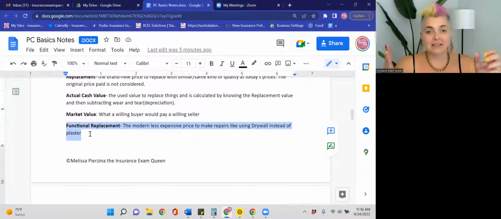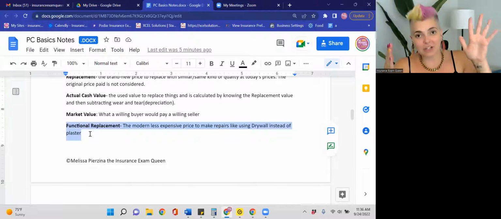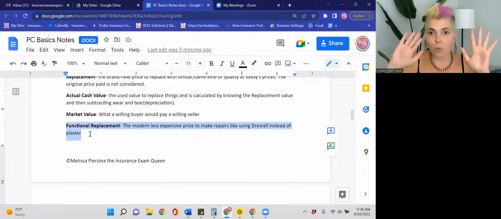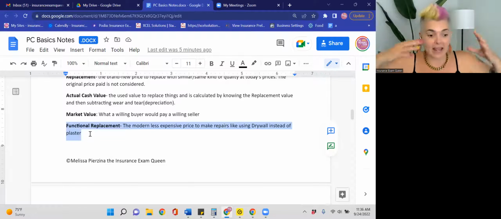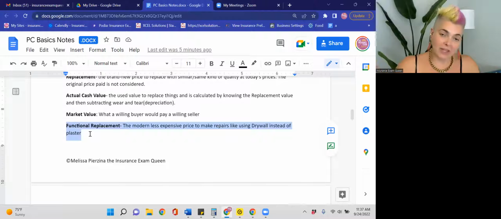Functional replacement says, if you have a house with plaster and it burns, we're going to use drywall to rebuild it. We're not going to use plaster. It's cheap, or it's more expensive and it's outdated. We don't use it anymore. So you may have a house, an HO8, that has plaster, and if the kitchen burns down, when they come in to rebuild it, they will not use plaster. They will use drywall, which is the modern, less expensive material. Okay. So functional replacement is typically used on an HO8, where the HO8 is an older house, not been updated.